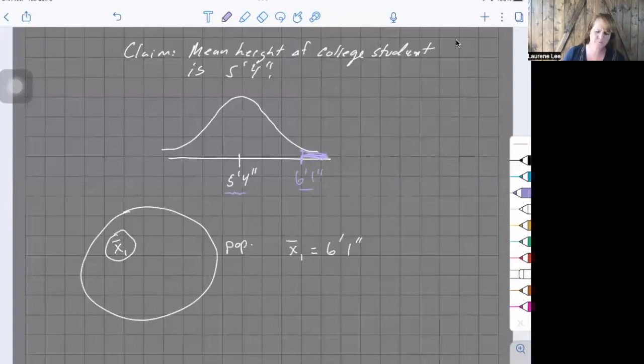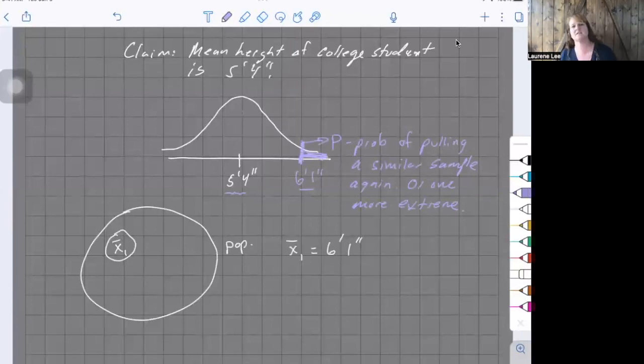Okay. And for purposes of a hypothesis test, we're going to call this value P. So P is the probability of pulling a similar sample again, or one that's more extreme. Because P is not just this value at 6'1", it's all the options above that. So P is the probability that I get an average of 6'1" again, or anything worse than that.